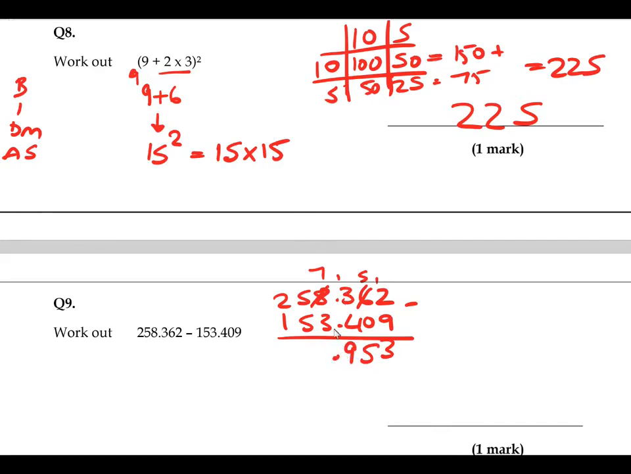Put in your decimal point. 3 from 7 is 4. 5 from 5 is 0. And 1 from 2 is 1. So the answer is 104.953 for 1 mark.